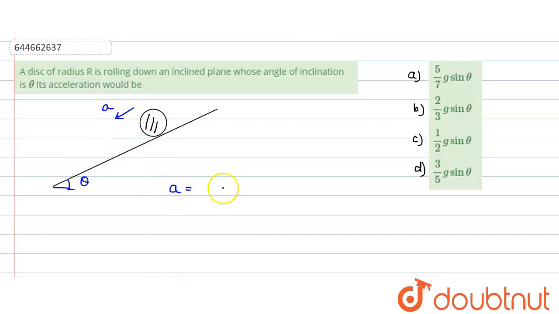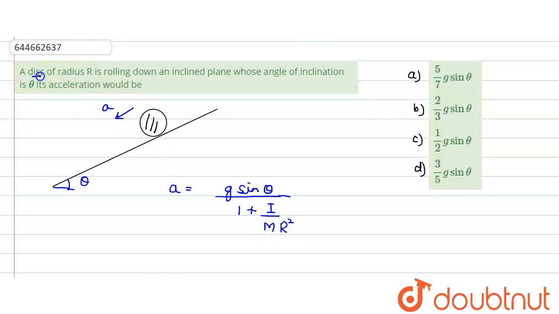Now, for any rolling motion down an inclined plane, the general formula for the acceleration is g sine theta divided by 1 plus I divided by m r square. This is the general formula for any object. It is valid whether it is a disk, a ring, a solid sphere or a hollow sphere.